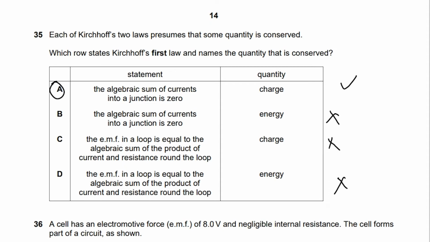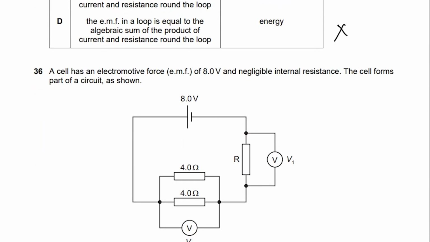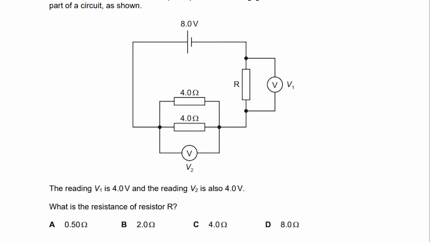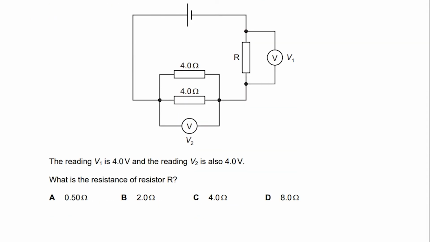Moving on to question number 36. A cell has electromotive force, EMF, of 8 volt and negligible internal resistance. The cell forms part of a circuit as shown. The reading V1 is 4 volt and the reading V2 is also 4 volt. What is the resistance of resistor R?